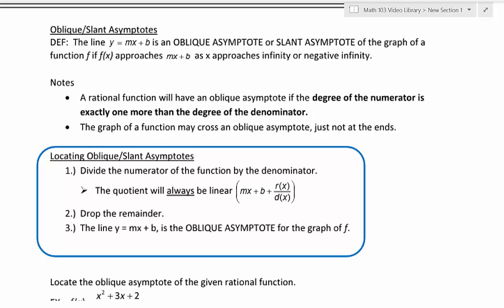Please note that a rational function will have an oblique asymptote if the degree of the numerator is exactly one more than the degree of the denominator. That's really important to remember because that's the only time an oblique asymptote exists. Like a horizontal asymptote, the graph of a function may cross an oblique asymptote, just not at the end. So one of the ends has to tend towards the oblique asymptote.